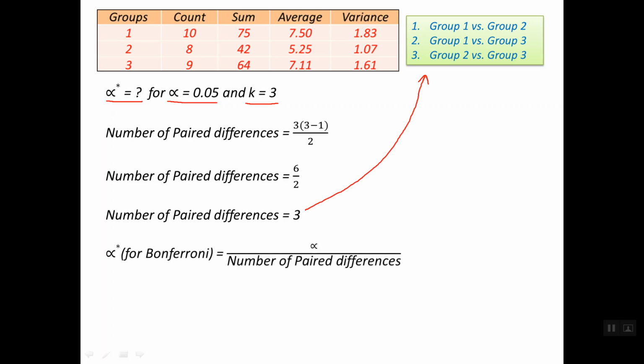So now we can substitute for the alpha and the pairs in order to get the value of alpha star for Bonferroni. So the original alpha is 0.05, while the number of pairs we have is 3. So the value of alpha for the Bonferroni test is 0.017. As you see here, the value of alpha star, which is used in the Bonferroni test, is less than the original value of alpha, which is 0.05. What does this mean?